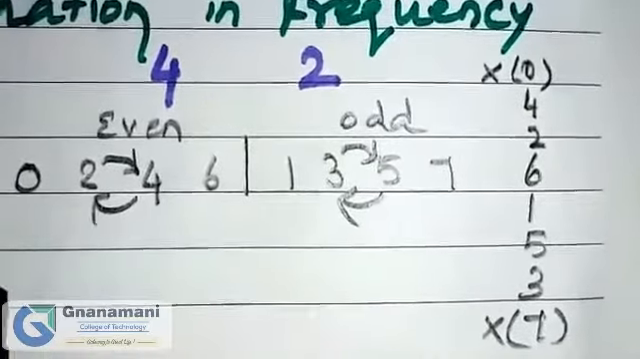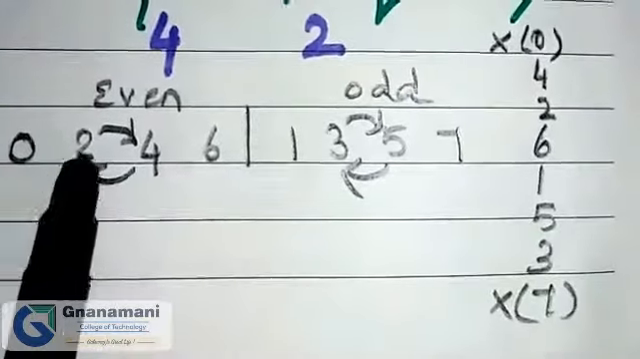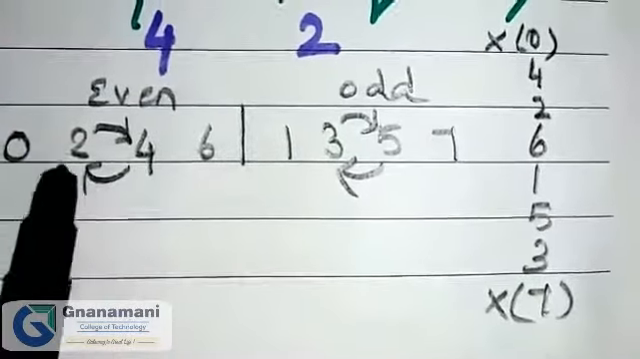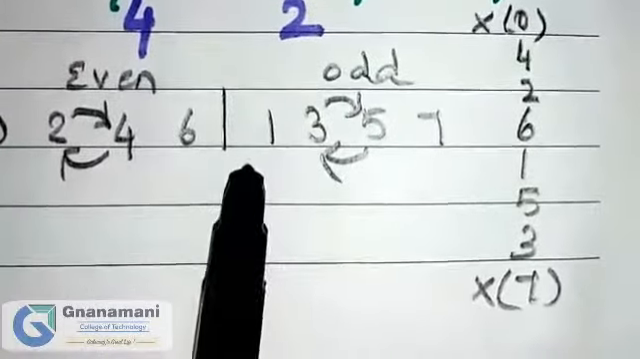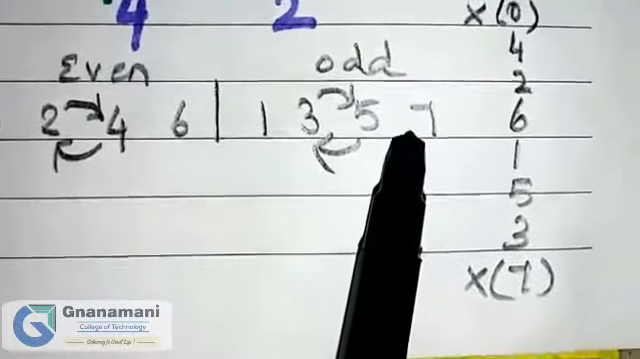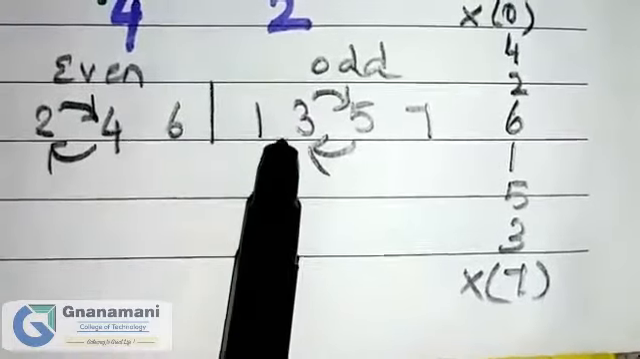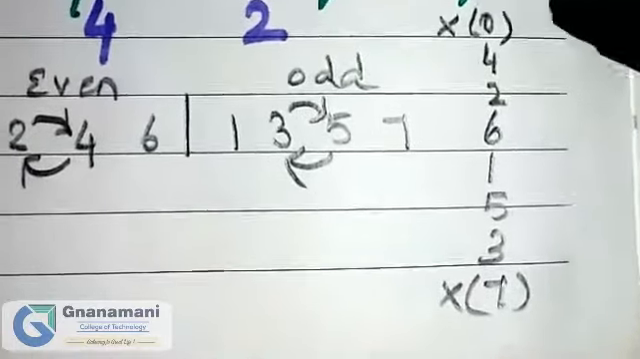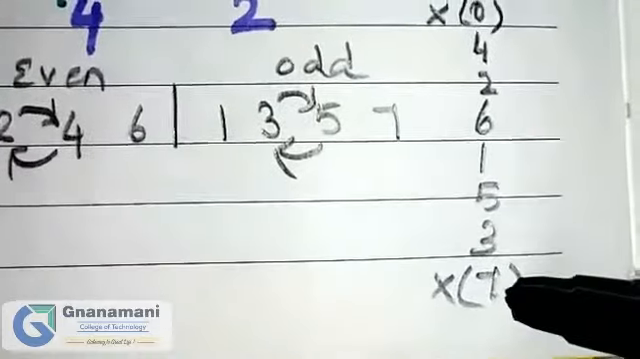But in DIT the first and last samples should be kept as they are and the middle two terms get twisted. So 4 should come here and 2 should go here. Similarly for the odd part, the first and last samples should stay the same, and in the middle, 3 should go here and 5 should come here. So the sequence will look like this: x of 0, 4, 2, 6, 1, 5, 3, 7. Right?